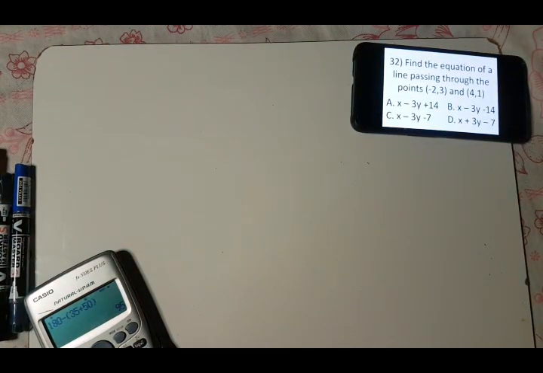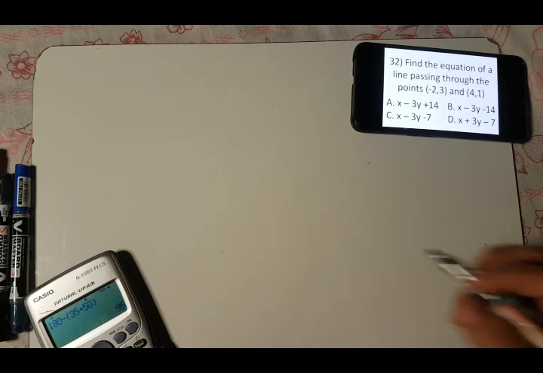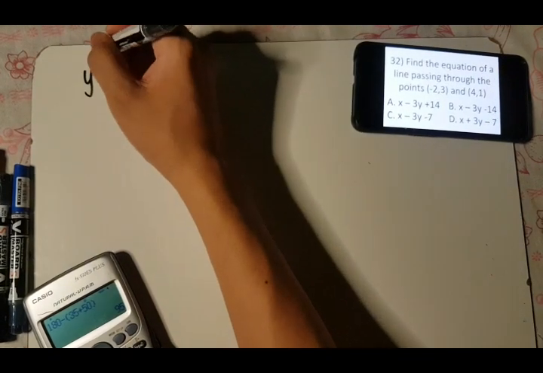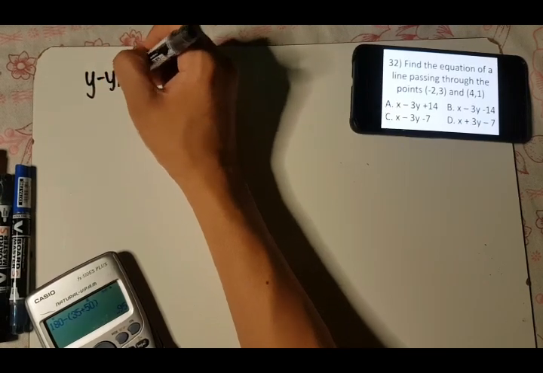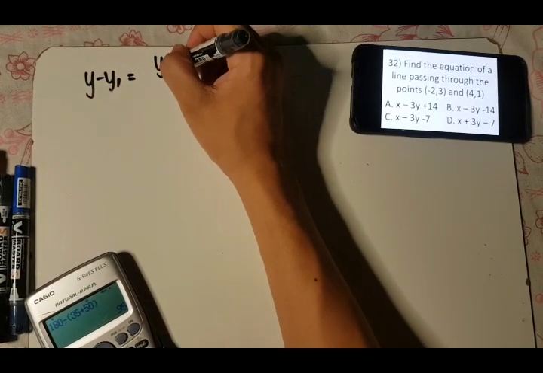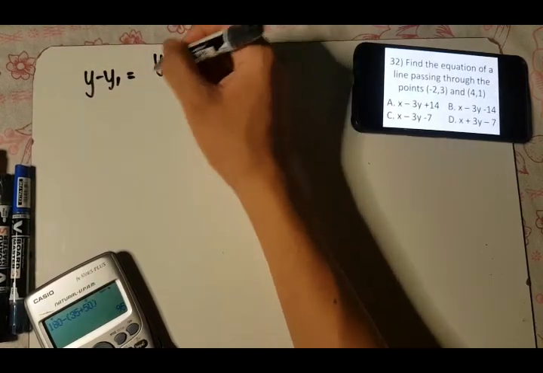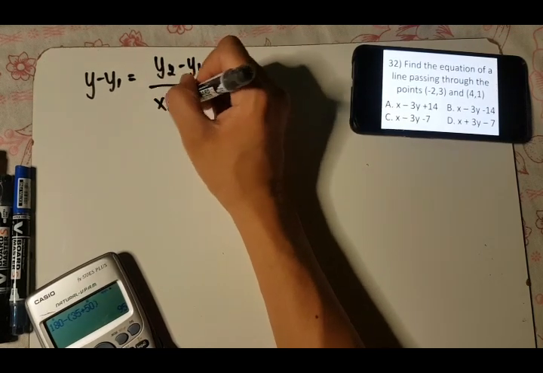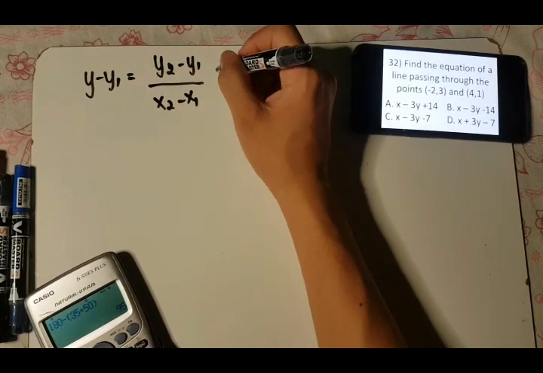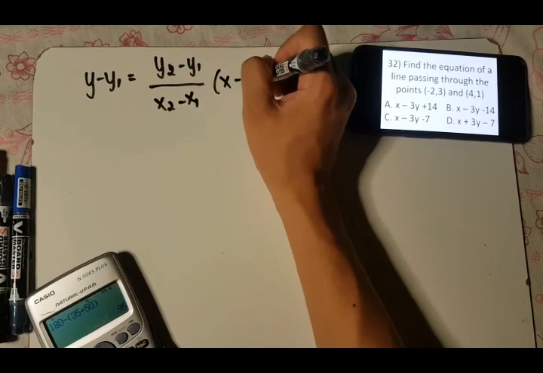Find the equation of a line passing through the points -2, 3, and 4, 1. So, gamit po tayo ng 2-point slope form. So, ano po ba yun? So, y minus y sub 1 is equal to y sub 2 minus y sub 1 over x sub 2 minus x sub 1 times x minus x sub 1.